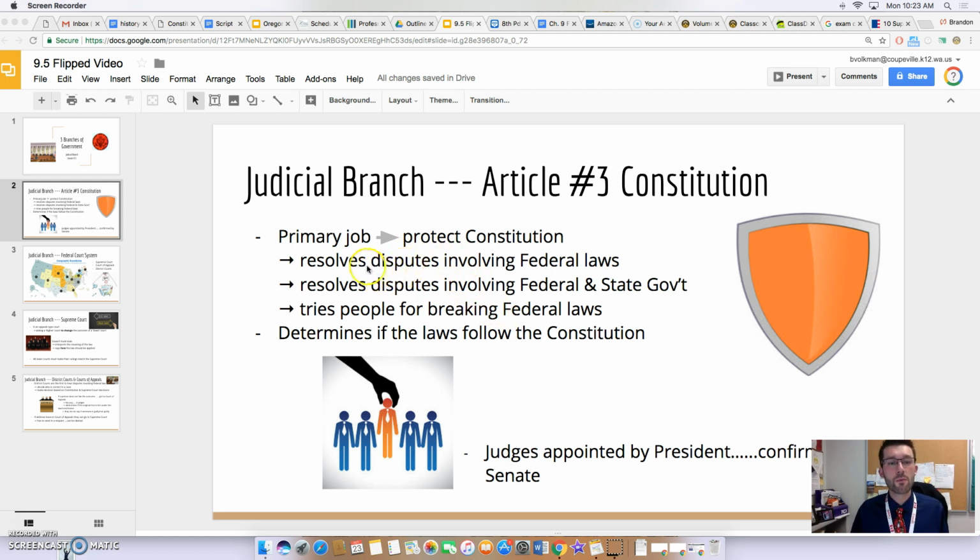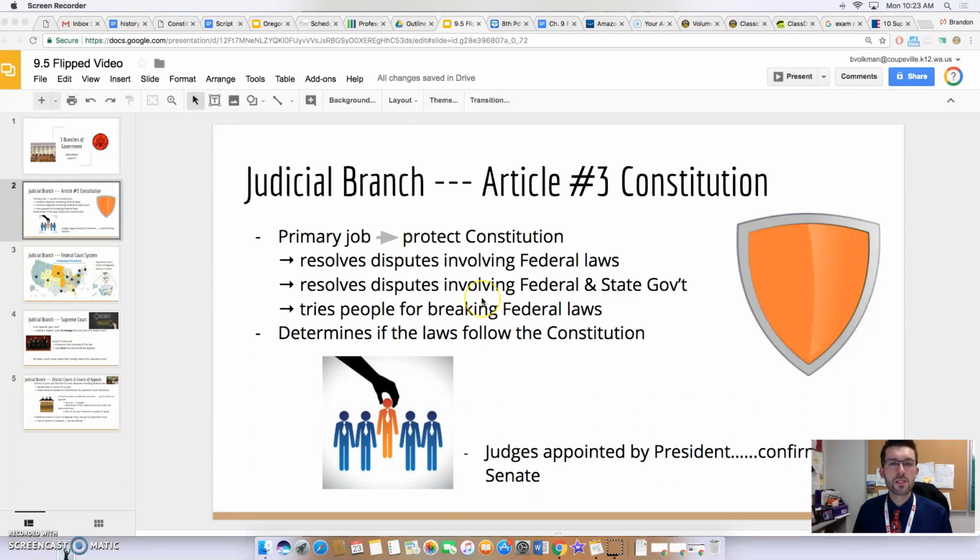First off, the judicial branch resolves disputes that involve federal laws. For example, I did some research and there were some court cases this last year having to do with education. There were some court cases having to do with trademarks, people feeling like other people were stealing their ideas. All those have to do with federal laws. The judicial branch also resolves disputes involving federal and state governments if they're arguing over each other. A big one right now has to do with immigration laws and not allowing certain immigrants into our country.